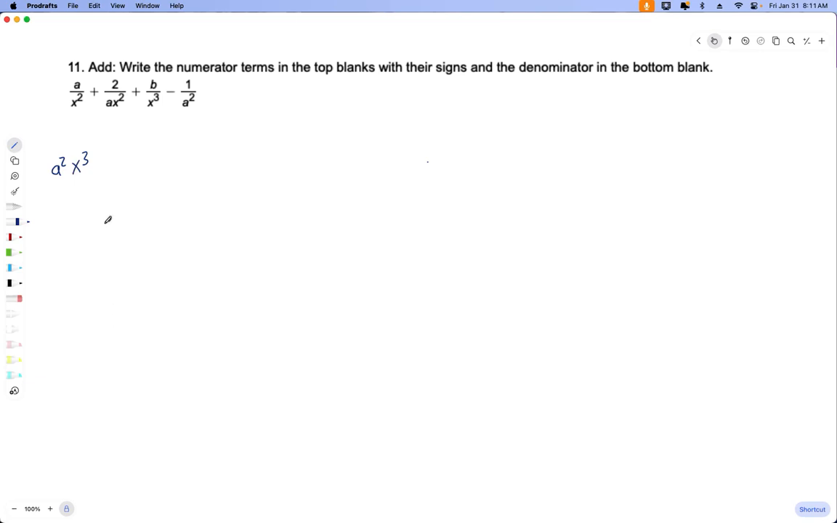So we're going to multiply by whatever's missing in the denominator. So in this first term, we have an x squared. So what we're missing is a squared and 1 x. So a squared x over a squared x times that first one. All right, looking at the second one, we have a and x squared. So it's missing 1 a and it's missing 1 x. So ax over ax times 2 over ax squared.